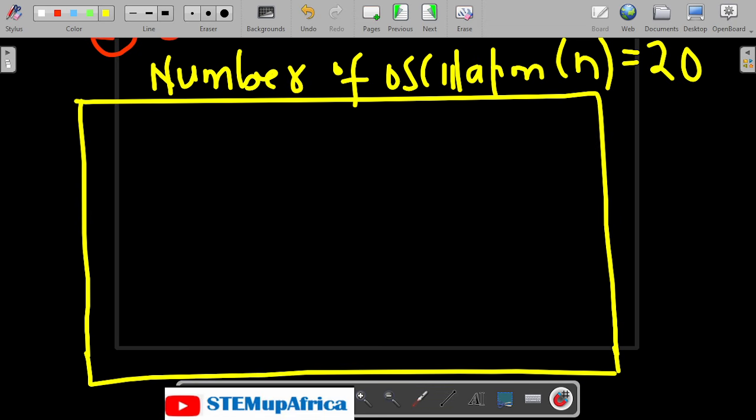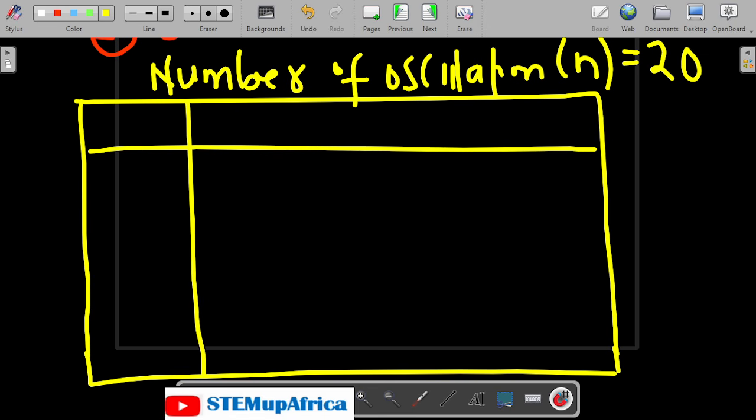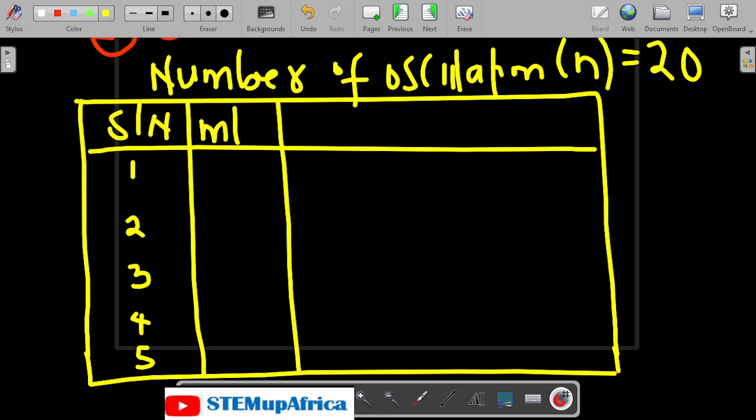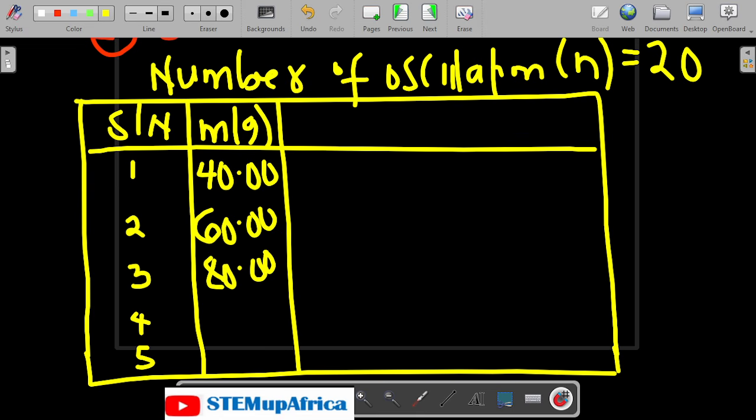So here we have the serial number, which is the number of times I'm performing the experiment. It's done 5 times: 1, 2, 3, 4 and 5. Then I will have the masses now. You must put the units in grams. Experimental values are already written to a minimum of at least 2 decimals. So the first mass is 40 grams. I'll have 40.00, followed by, if I add another 20 grams, it becomes 60. Another 20 grams becomes 80. Another 20 grams is 100. Another 20 grams is 120.